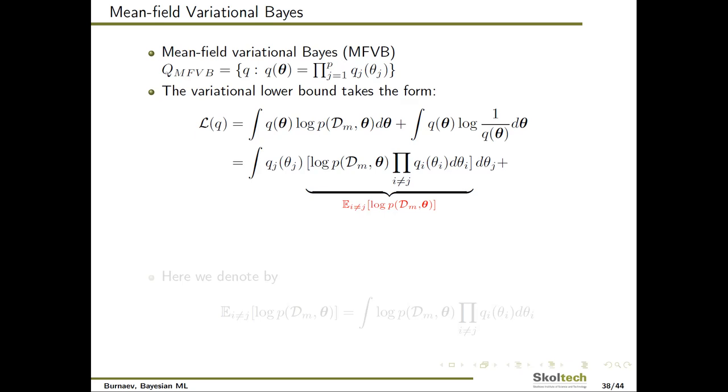We have this first term. We say that Q has the following form, so we put here this guy and all other guys are here. And everything else, this guy, doesn't depend on Q at all. So we can write it down in this form. We can do something similar with the second term.